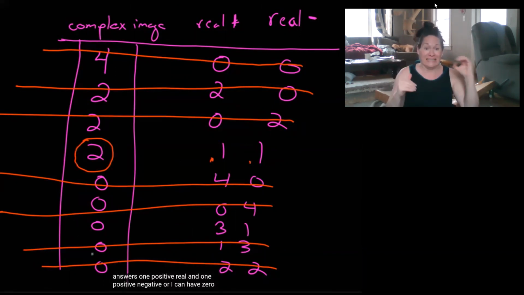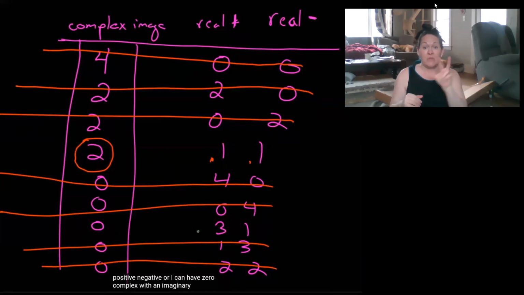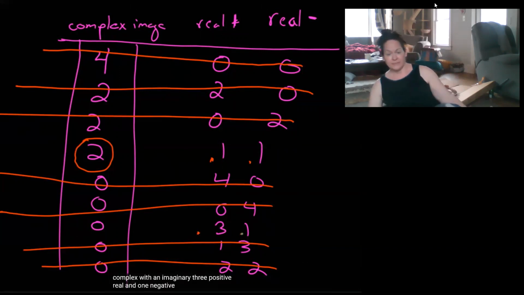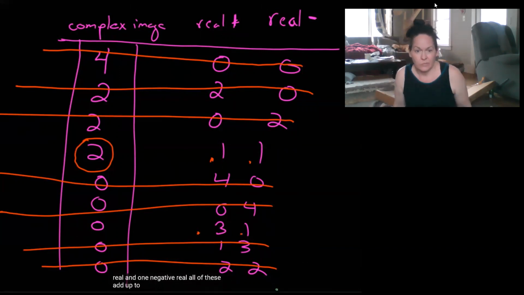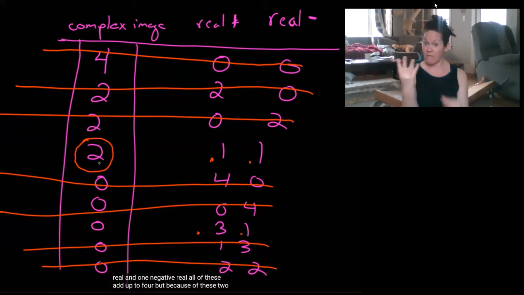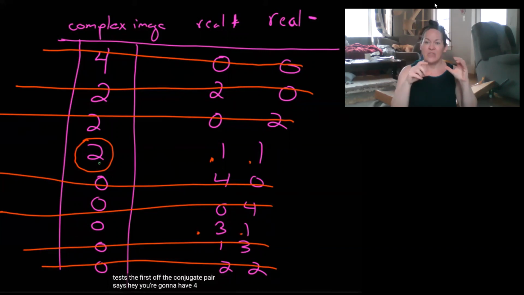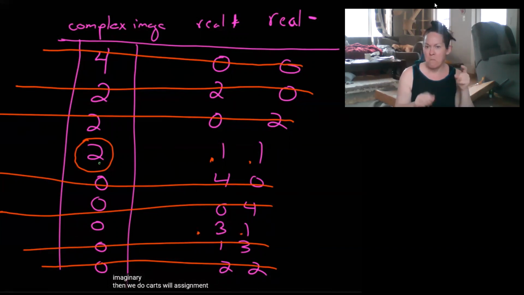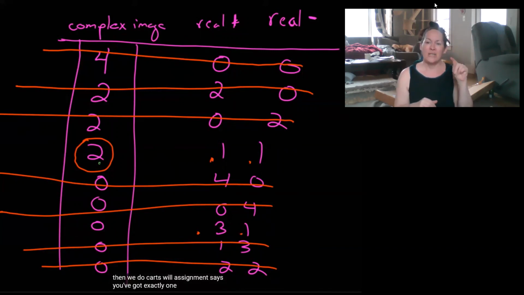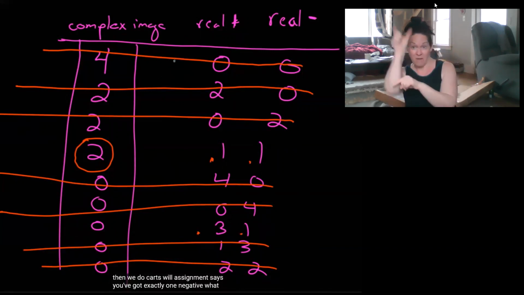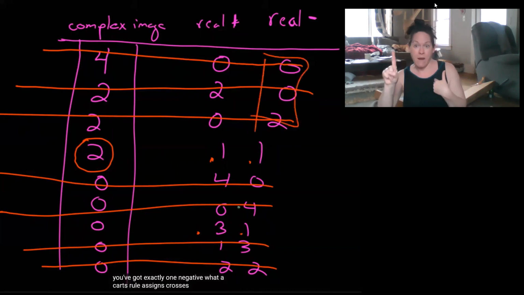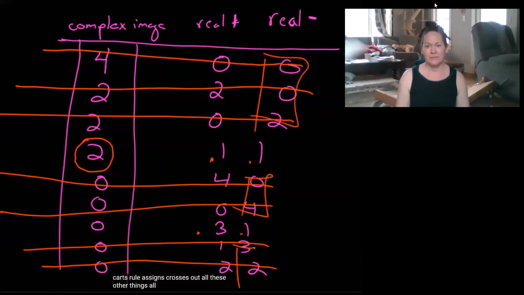Or I can have 0 complex with an imaginary, 3 positive real, and 1 negative real. All of these add up to 4, but because of these 2 tests, the first off, the conjugate pair says, hey, you're going to have 4, 2, or 0 imaginary numbers. Then we do Descartes' rule of signs that says, you've got exactly 1 negative. Well, Descartes' rule of signs crosses out all these other things.